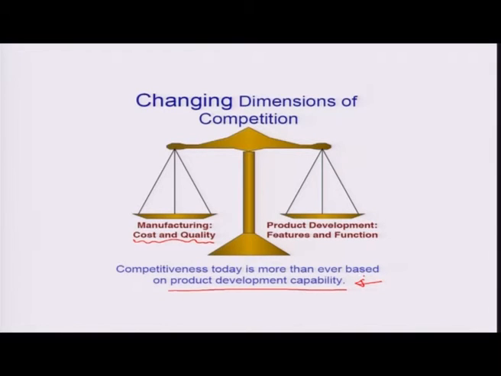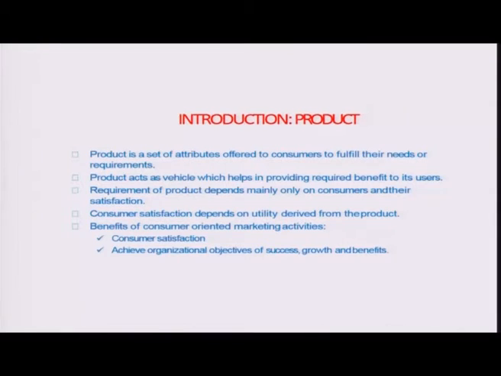So, now competitiveness today is more about the product development capability in terms of adding features and functions which are scaled down from the mass to the actual need or aspiration of the user. Having said that, let us look at some of the very basic definitional aspects associated with the product. What really is a product? Obviously, a product is a set of attributes which are offered to consumers to fulfill their needs or requirements, and they act as vehicles which help in providing some benefits to the users, because of which the very existence of the product is justified.